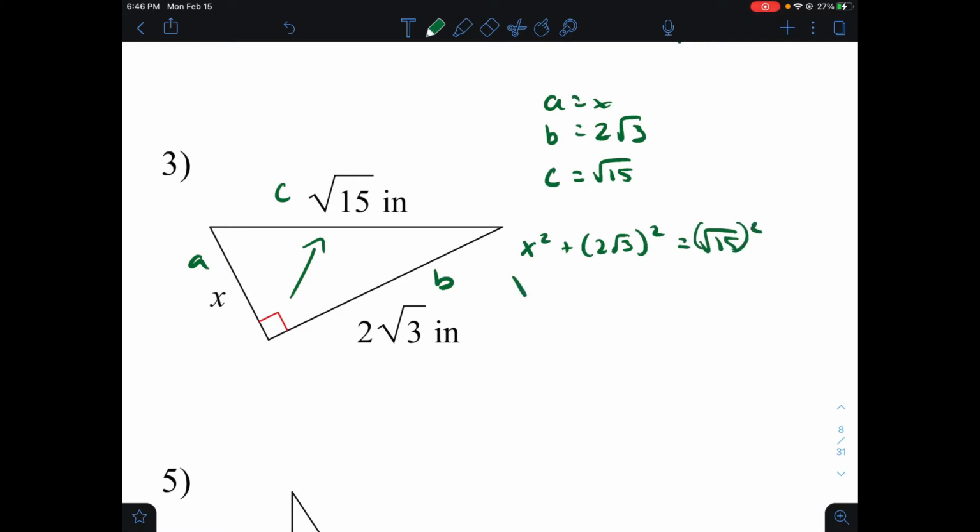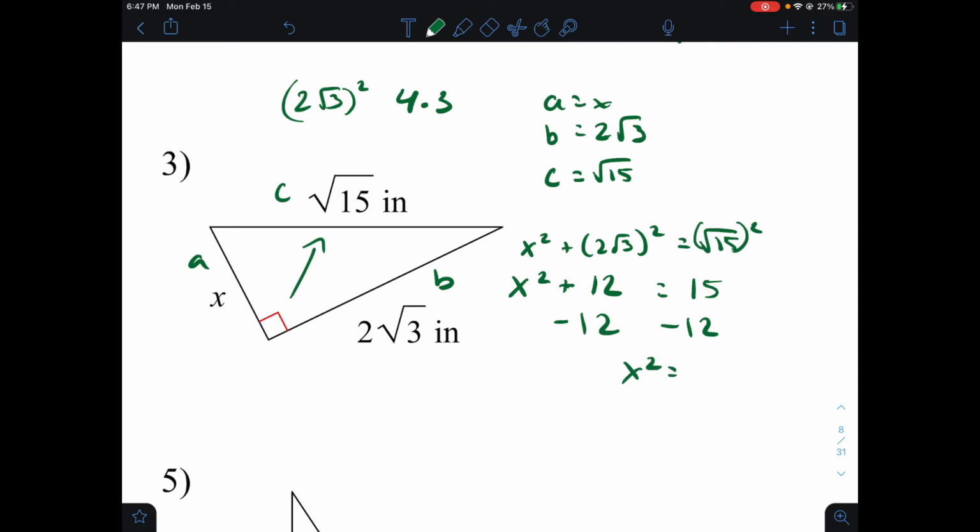What you end up with is, I'll do this over here, 2 root 3 squared. If you wanted to do this in your head, you would get 4 times, and then root 3 squared is 3. So you should get 12. All right, and then root 15 squared is just 15. Minus 12, minus 12, you get x squared equals 3. X equals root 3.